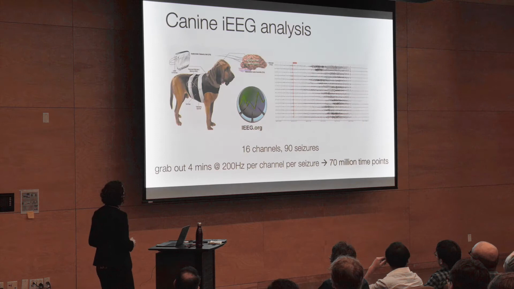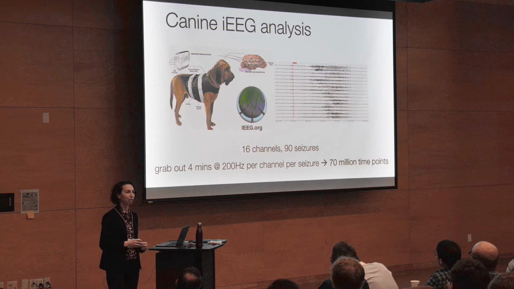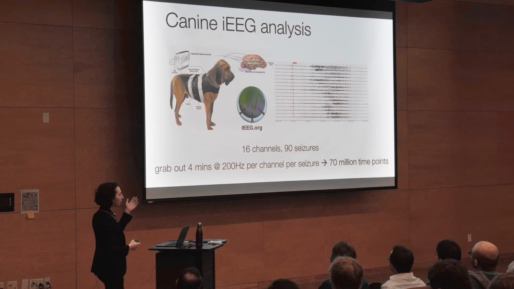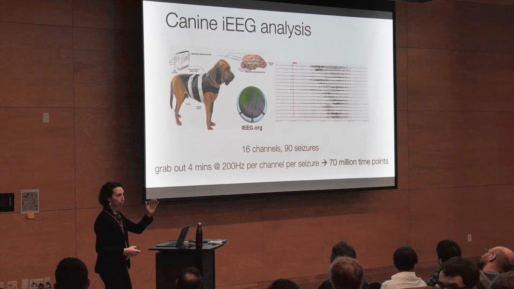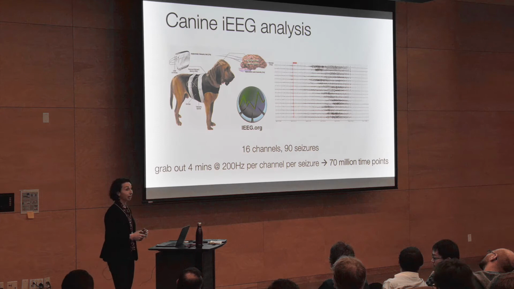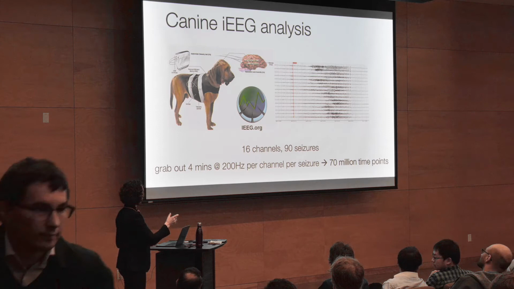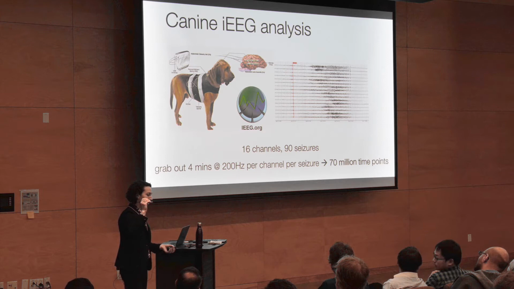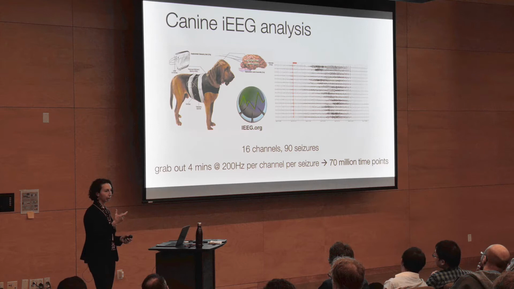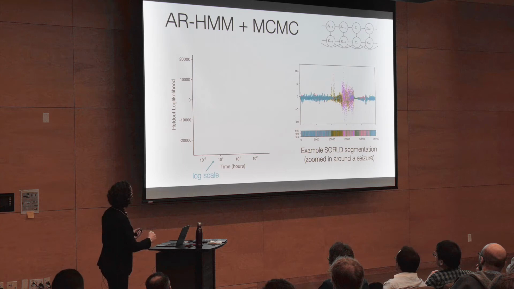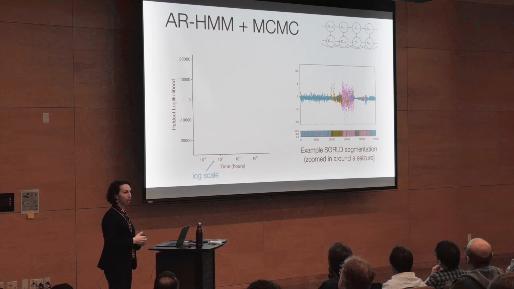Okay, last thing, I promise, is applying this idea to analyzing this intracranial EEG data, which was really data collected from a dog that had seizures, with 16 different electrodes implanted, and multiple weeks of recordings. During that period, the dog experienced 90 seizures, crazy. We grabbed out 4 minutes around each of these different seizures, and if you aggregate over the 16 channels and the 90 seizures, that leads to 70 million time points that we're analyzing. And then we're going to do a Bayesian approach where we apply our buffered gradient-based updates within the context of what are called gradient-based MCMC algorithms.